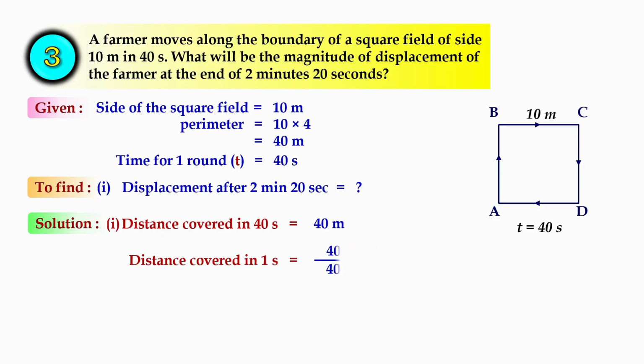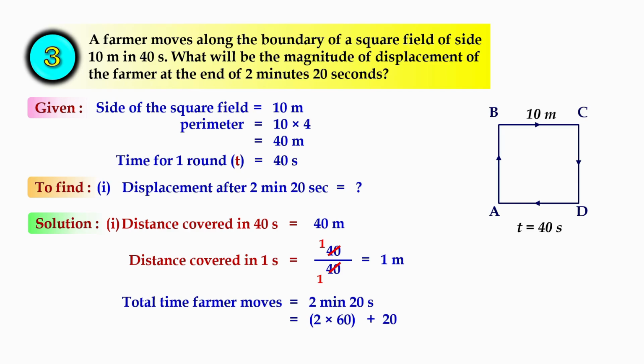Next, we convert the total time into seconds. 2 minutes 20 seconds is equal to 2 multiplied by 60 plus 20, which gives 140 seconds. Using this information, we will now determine the position of the farmer and the displacement, which we will calculate in the next step.